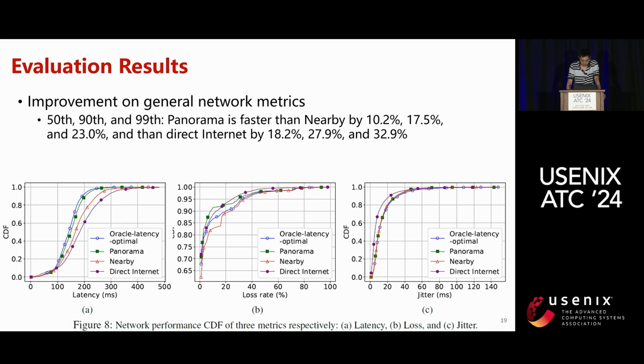For the improvement on general network metrics, we can see that for latency, loss rate, and jitter, Panorama has gains in all of them. For example, for the 50th, 90th, and 99th percentiles, we have around 10%, 17%, and 23% improvement over the nearby method, and also some improvement over the direct internet.